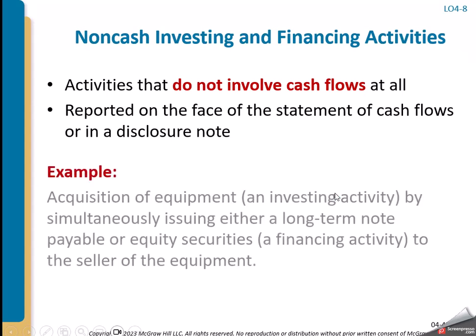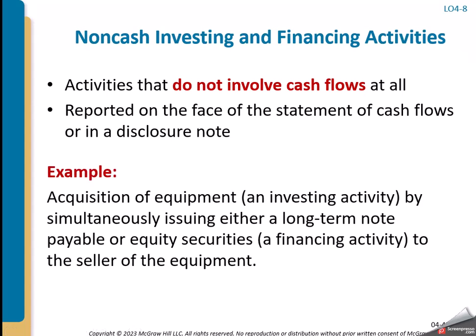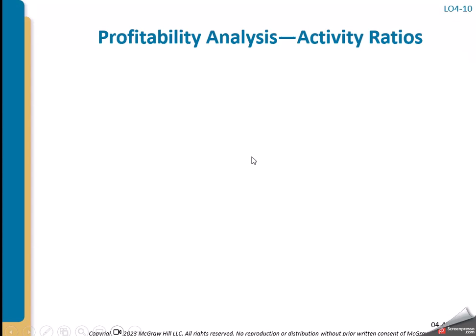Then, because there are transactions that do not involve cash, we have a section called the non-cash investing and financing activities. So say we acquired equipment, just completely getting a long-term note. Cash never left the building. We're going to disclose that down in that section.